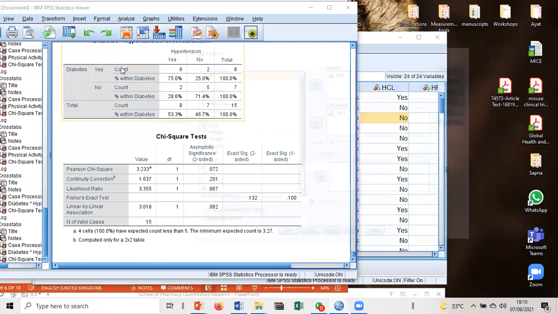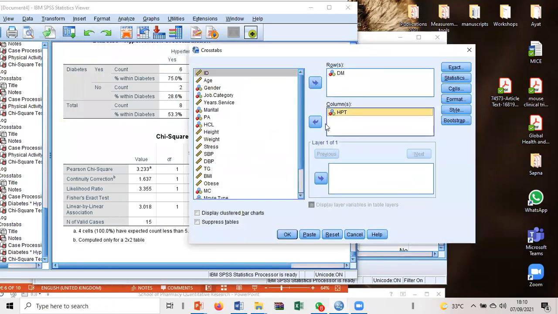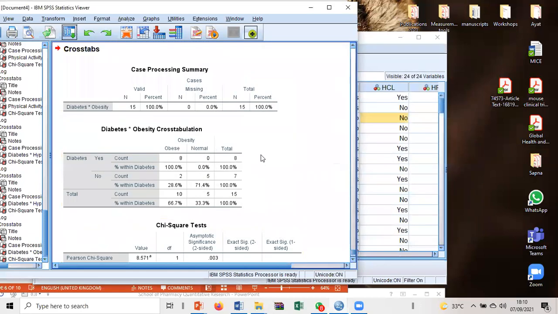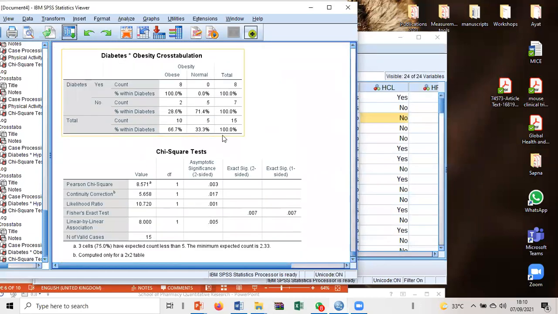Do one more example, whether DM and obesity. Are they both 2 by 2? DM yes, no, obese yes, no. The result will be a 2 by 2 table. Why 2? 2 levels, 2 levels. Sample size very small. So refer to the exact test.